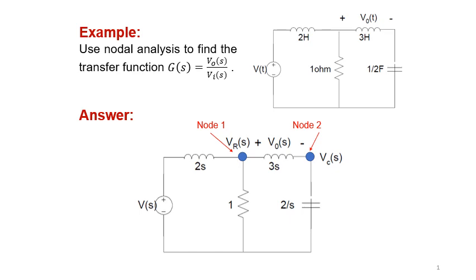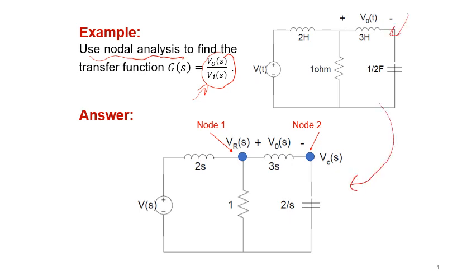Another example on the modeling of electrical system, but this time he's asking me to use nodal analysis to find the transfer function of V out over Vn. The output is voltage, the input is voltage, so nodal analysis will be easier here. So the circuit is given here.